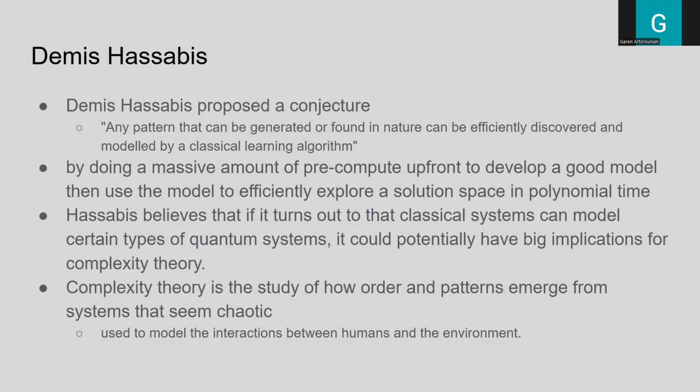If you guys don't know what complexity theory is, it's the study of how order and patterns emerge from systems that seem chaotic. They're used to model interactions between humans and the environment. So his conjecture suggests that classical learning algorithms, given sufficient pre-computation, can efficiently model any natural patterns, including potentially certain quantum systems.